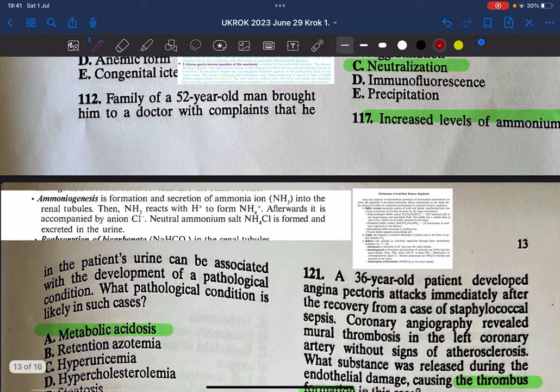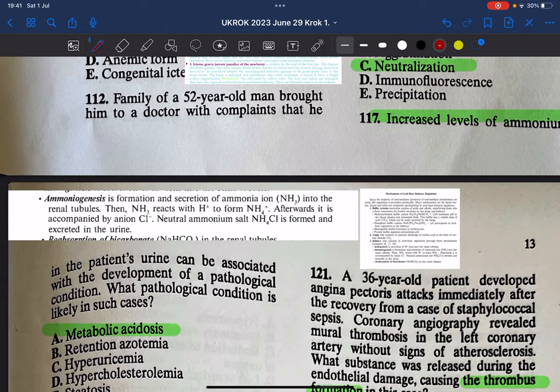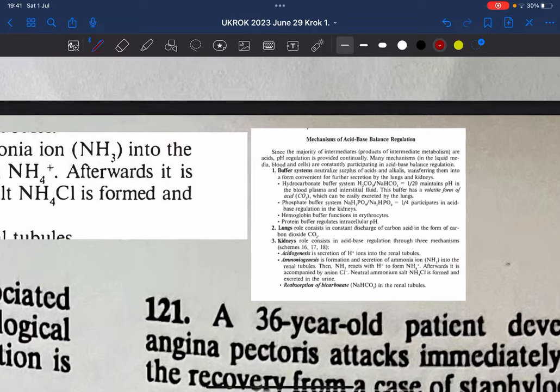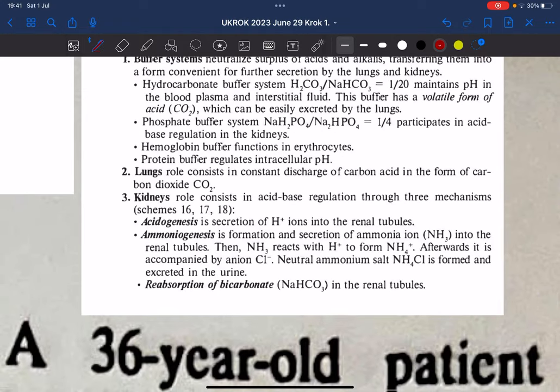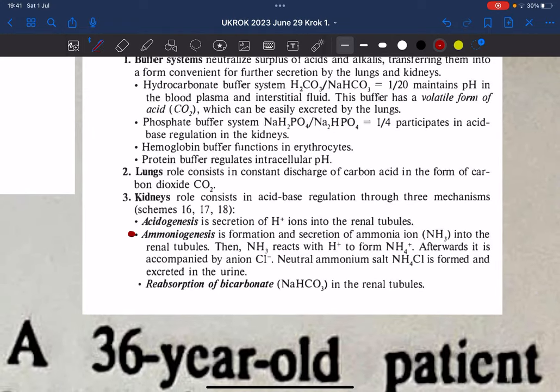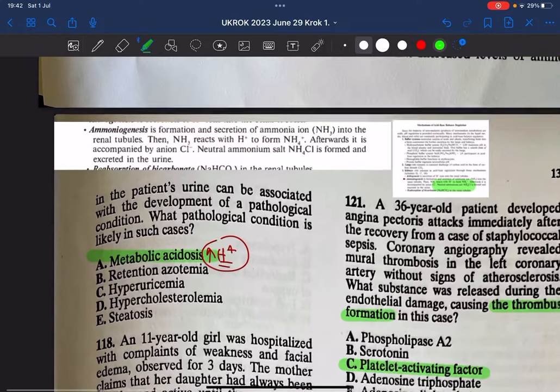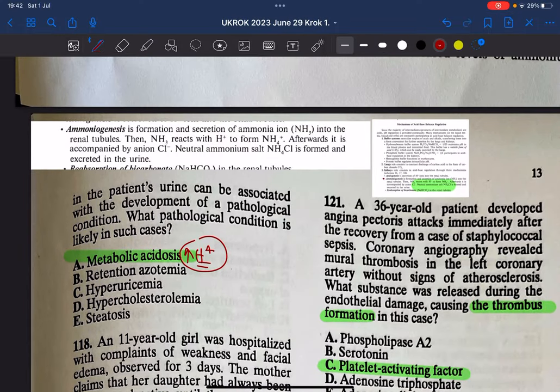Increased levels of ammonium salts in the patient's urine can be associated with the development of which pathological condition? In my opinion, this is metabolic acidosis. Metabolic acidosis refers to a high amount of hydrogen ions because of a metabolic reason. One of the mechanisms to compensate high acidity in the body is to produce base. Base can be produced by ammoniogenesis, the formation and secretion of ammonia ion into the renal tubules. So based on that, we have production of ammonium salts, and when they are produced, they can equalize the acid.